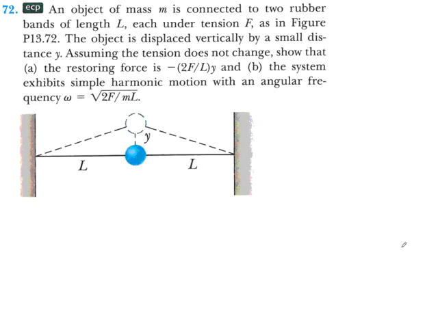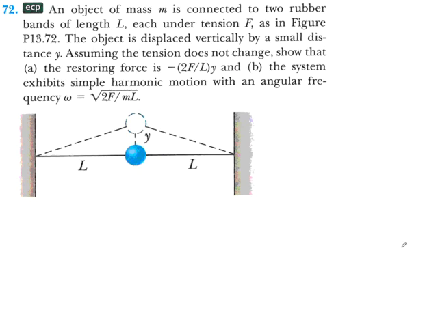All right. Number 72 on your homework tonight, I wanted to do with you because it's a little bit complex. Yeah, it's a blue level problem. So let me quickly read it to you. An object of mass m is connected to two rubber bands of length L, each under tension F as shown below. The object is displaced vertically by a small distance y.